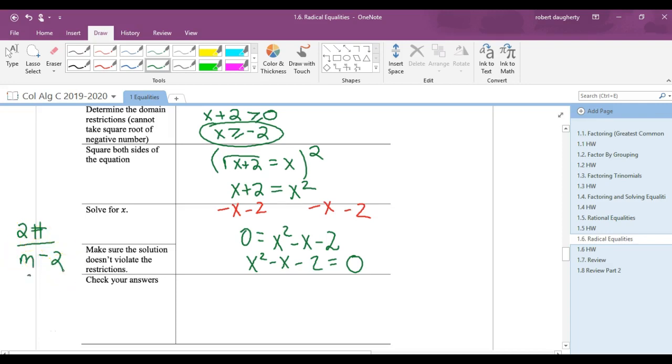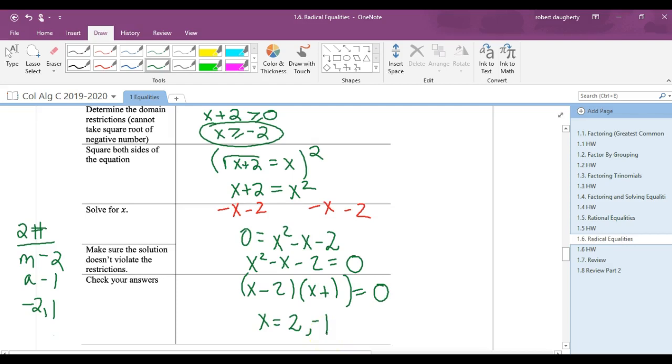Multiply to negative 2, add to negative 1. What numbers do that? Negative 2, positive 1. So that means this is x minus 2, x plus 1 equals 0. So according to this, what does x equal? Well, positive 2, negative 1.